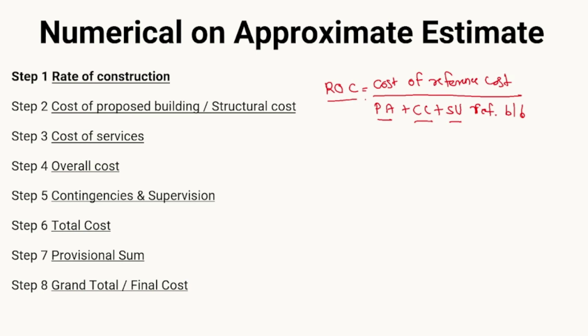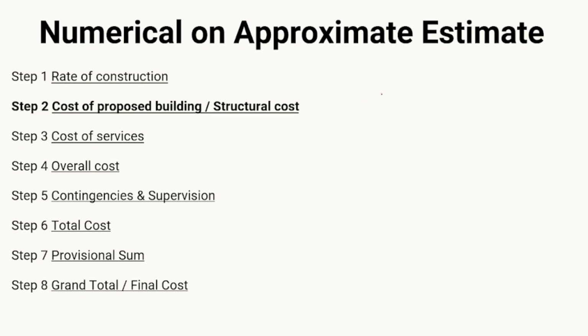Next step will be your cost of the building or the structural cost. Okay, now this will be your cost of the building or structural cost of the proposed building. The cost of the proposed building or the structural cost will be equal to whatever our rate of construction is. We have already calculated the rate of construction in our first step. That rate of construction is multiplied with whatever the plinth area or the cubical content or the service unit is in the proposed building. Okay, whatever the area or cubical content of that proposed building is, we are going to use that.